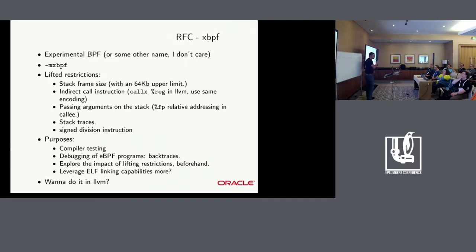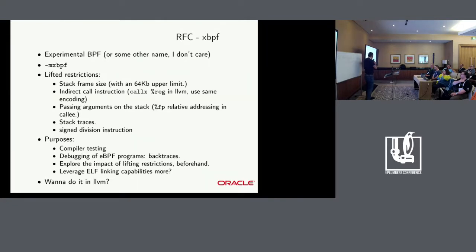Also, I want a signed division instruction. I want it to avoid, because at the moment GCC generates a function call if it sees that. So basically, the idea is that you compile your BPF program as an XBPF program, and then you can go forward avoiding those restrictions.